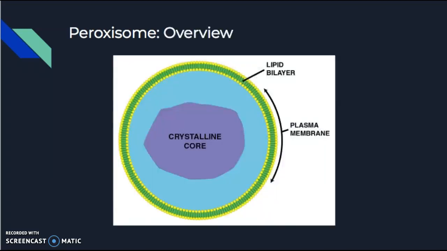So this is just an overview of the peroxisome organelle, and the lipid bilayer membrane surrounds the crystalline core, and this is what controls what enters the peroxisome, and then the crystalline core in the center executes the functions of the peroxisome inside the organelle.